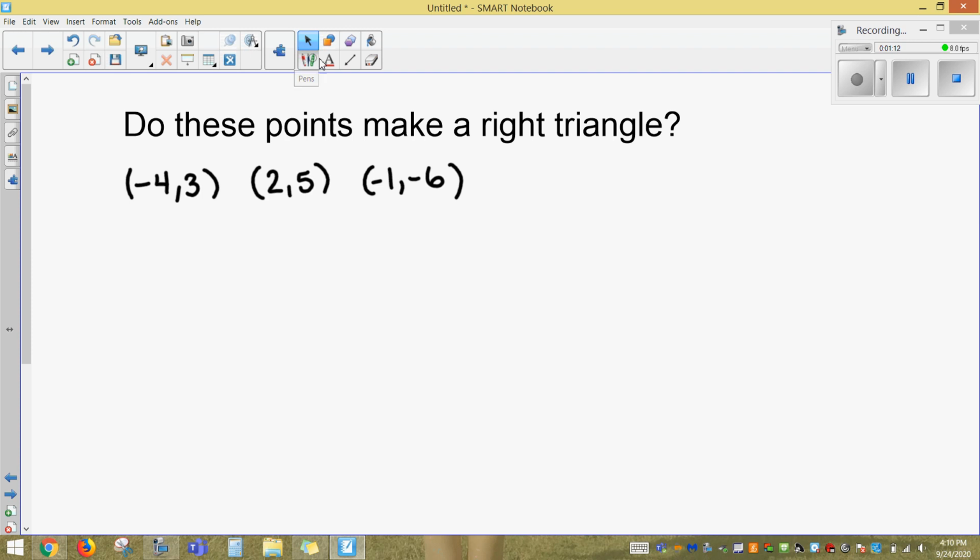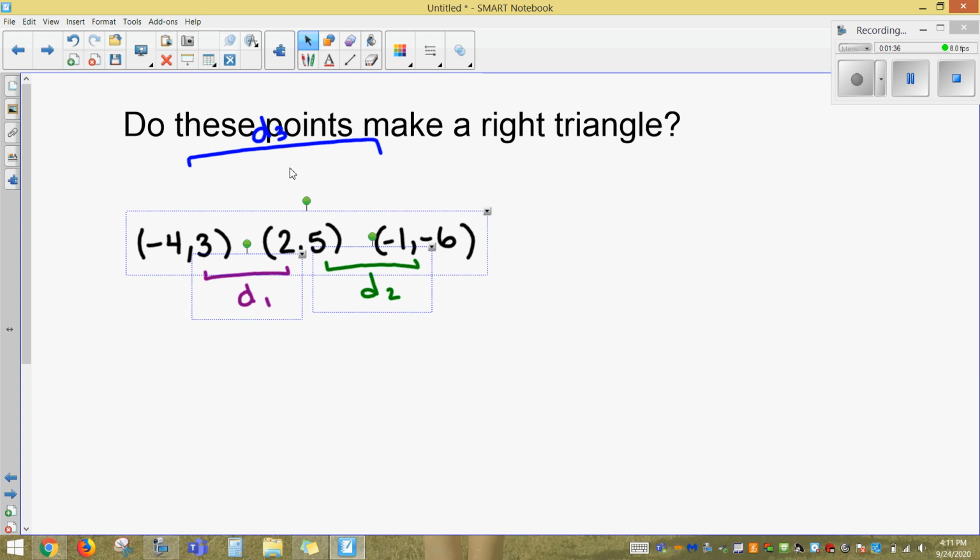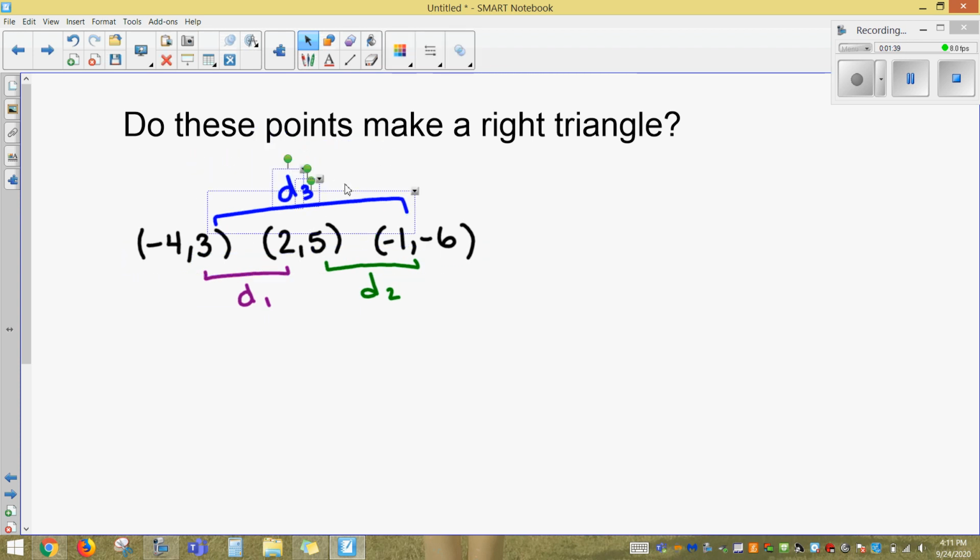So what we get to do, and these problems are just, like I said, distance formula practice in disguise, is find the distance between these 2 points, and the distance between those 2 points, and then the distance between these 2 points here. And then we're going to see if they have the right relationship with each other, meaning if the sum of the squares of the smaller 2 sides equals the square of the bigger side.